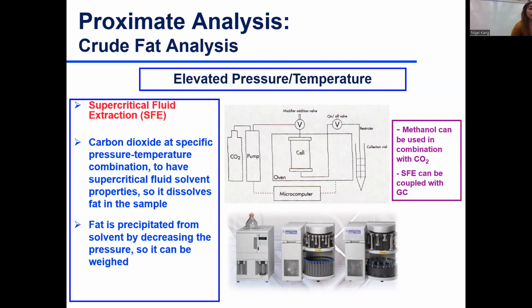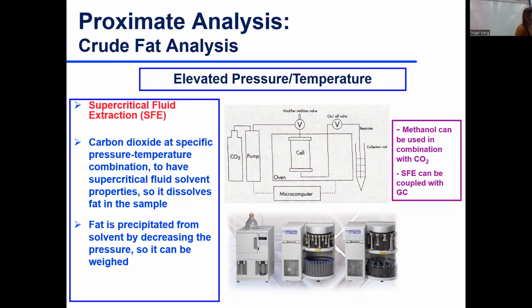Elevated pressure and temperature. So they are like two methods. They are not an AOAC method. They are not an official method of analysis, but they are efficient. With supercritical fluid extraction method, it's efficient when you want to do fat extraction.